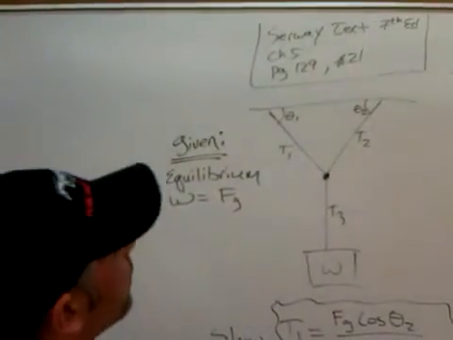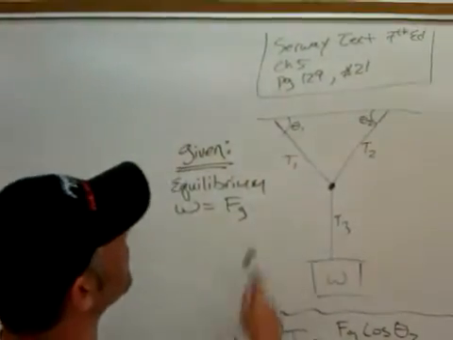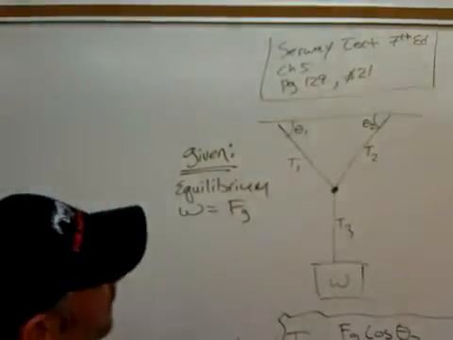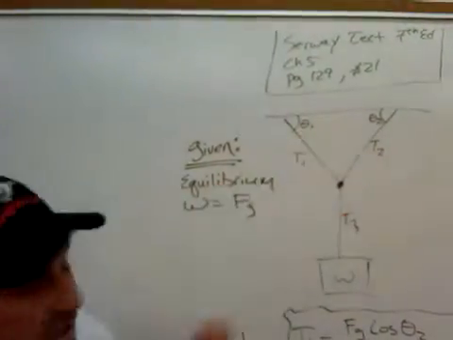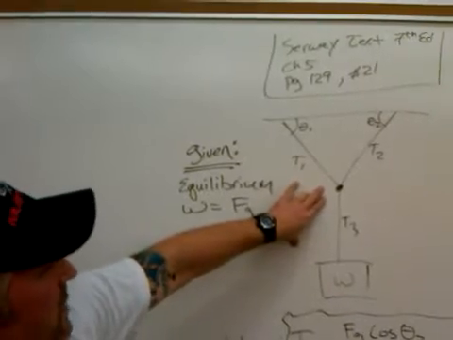Okay, so we're going to be working a problem out of the Serway text, 7th edition. This is out of Chapter 5, page 129, number 21. This is the problem as illustrated in the book. This diagram is given to you.